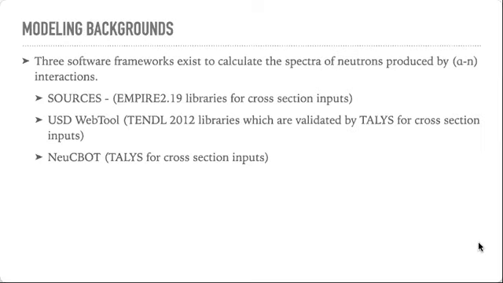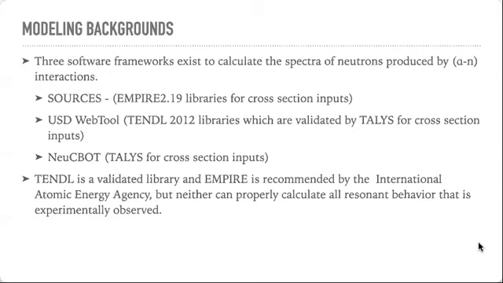The other thing that we do is modeling backgrounds. One of the backgrounds that we want to model are these alpha-n interactions. There are essentially three software frameworks that exist that can calculate the spectra of neutrons produced by these types of interactions. Those frameworks are called SOURCES, the USD web tool, and the newest one is NuCBot.